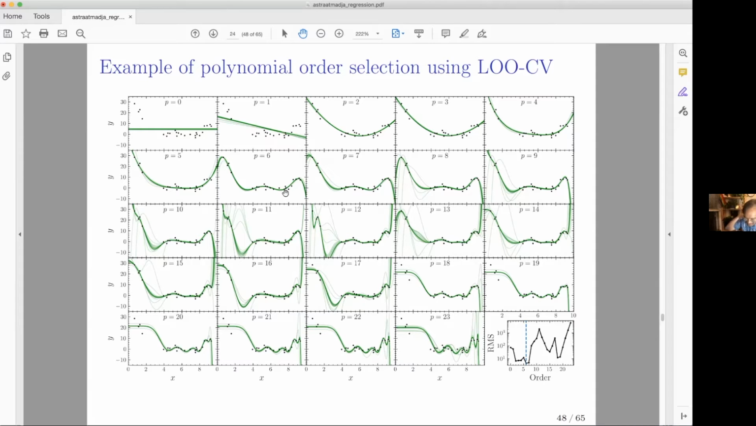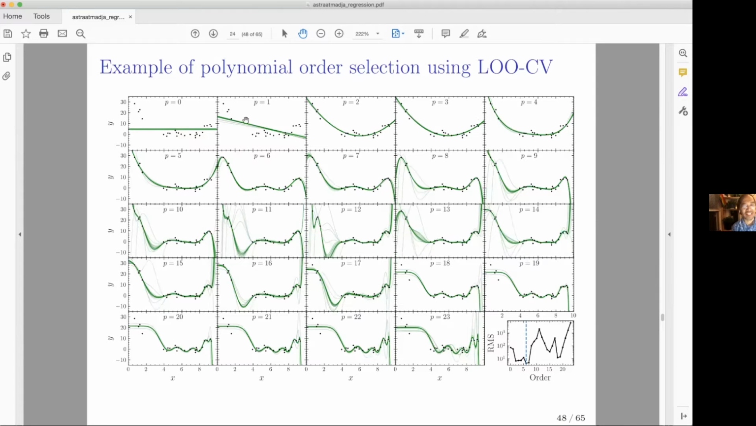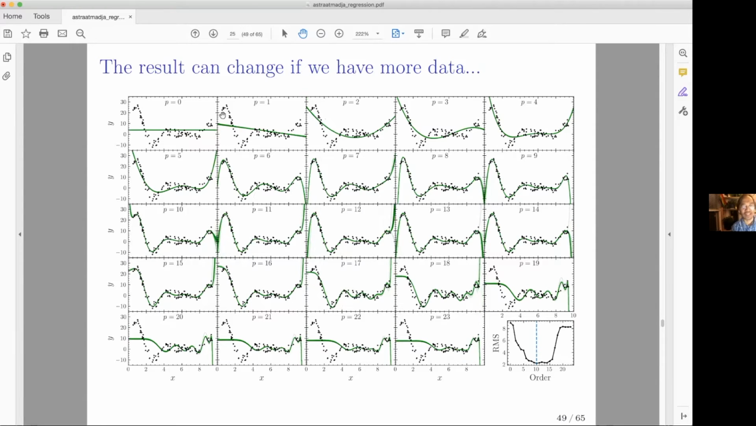Now, of course, if we repeat the same experiments for a different set of data, we'll probably get a different order, right? For example, I increase the number of data. So now we have more data to deal with. See here, there are gaps here, but now this gap is filled, and also we have more data. And we do the same experiment, and now the best polynomial order is the 10th. So it's this one here.